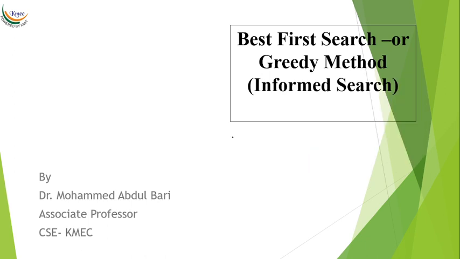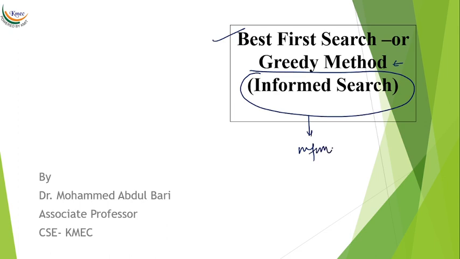Okay. Today we are going to see something about best first search, which is also called a greedy method. Why is it called a greedy method? It will go on till it gets the solution, and this works on informed search. What do you mean by informed search? The information which it got.